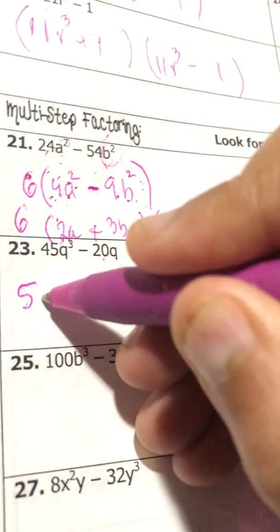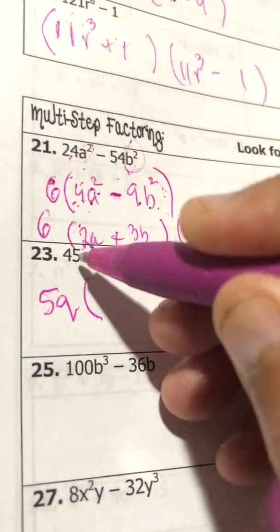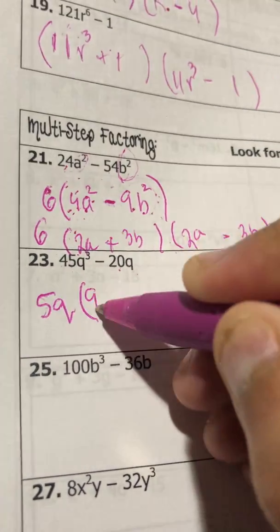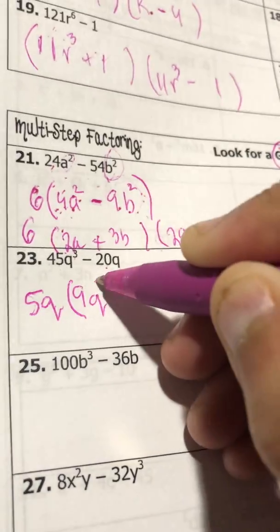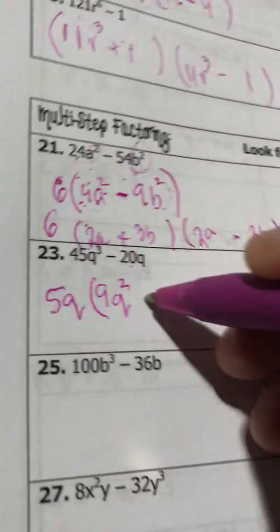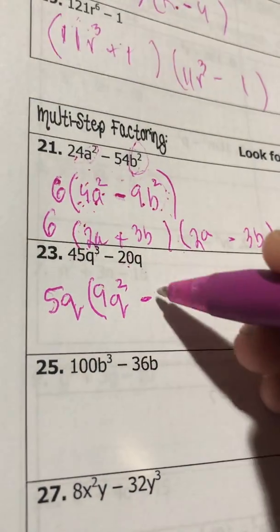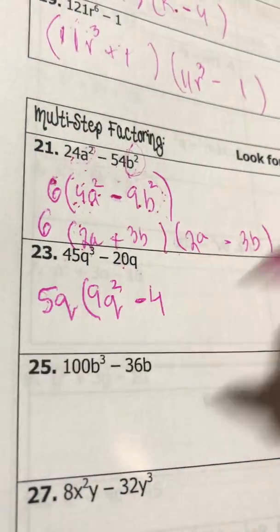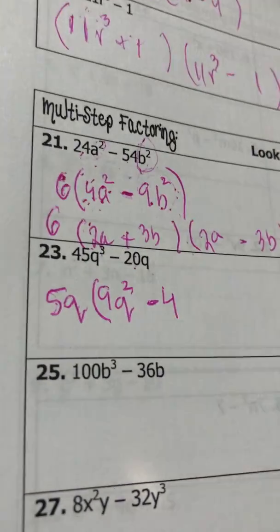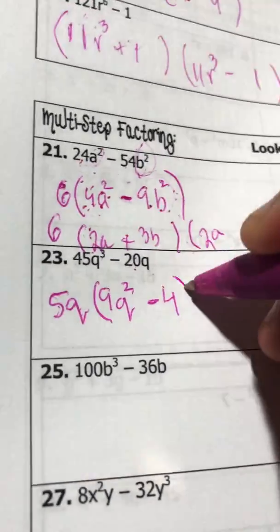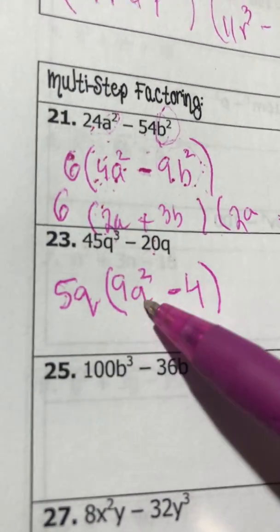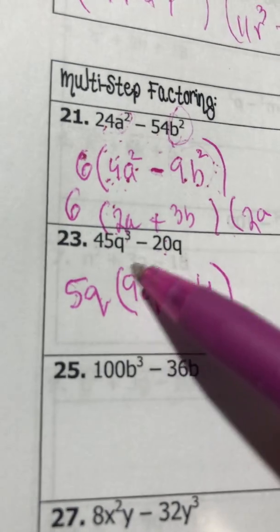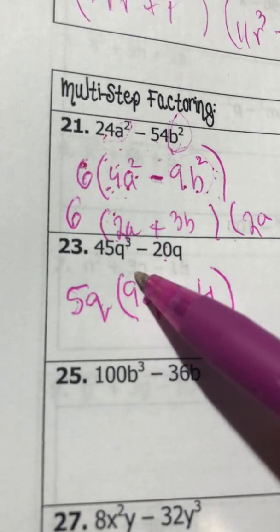So I'm going to factor out q here. What do I have left? 45 divided by 5 is 9. q cubed divided by q gives me q squared. When you divide, you subtract the powers. Minus 20 divided by 5 gives me 4. q divided by q is 1, so I don't have to actually write 1. What do I get? Oops, I got a perfect square. You can see 9q squared.